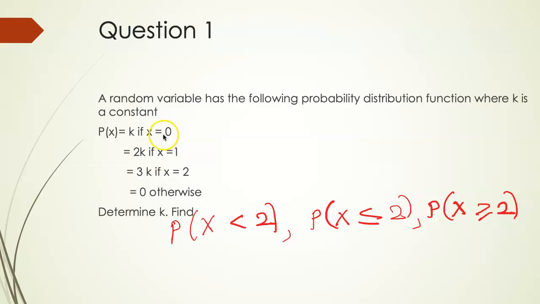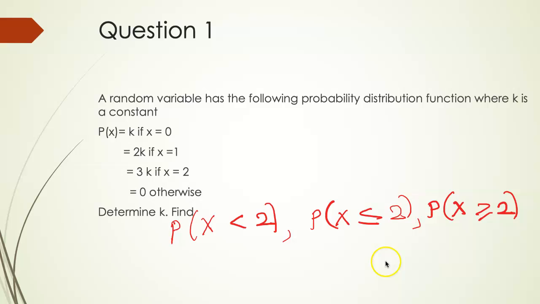Next, we come to questions. A random variable has the following probability distribution where k is a constant. Probability of x is k if x equals 0, 2k if x equals 1, 3k if x equals 2, and 0 otherwise. Determine k. Find the probability that x is less than 2, x is less than or equal to 2, and x is greater than or equal to 2.